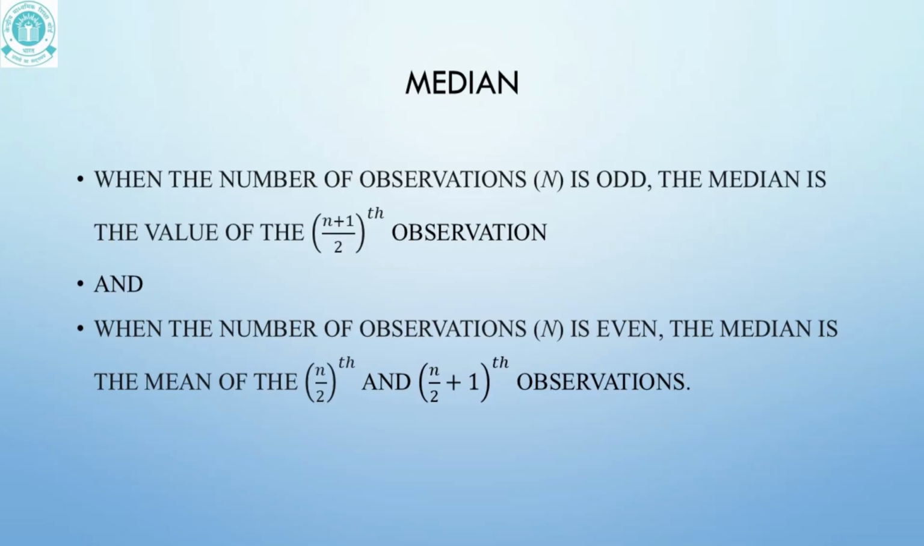The next and the last measure of central tendency is median. Dear teachers, we can ask our students what they know about median. After getting the responses, we can explain that the median of ungrouped data depends upon the number of observations. When the number of observations n is odd, the median is the value of the (n plus 1) upon 2th observation, and when n is even, the median is the mean of the n upon 2th and n by 2 plus 1 observations.